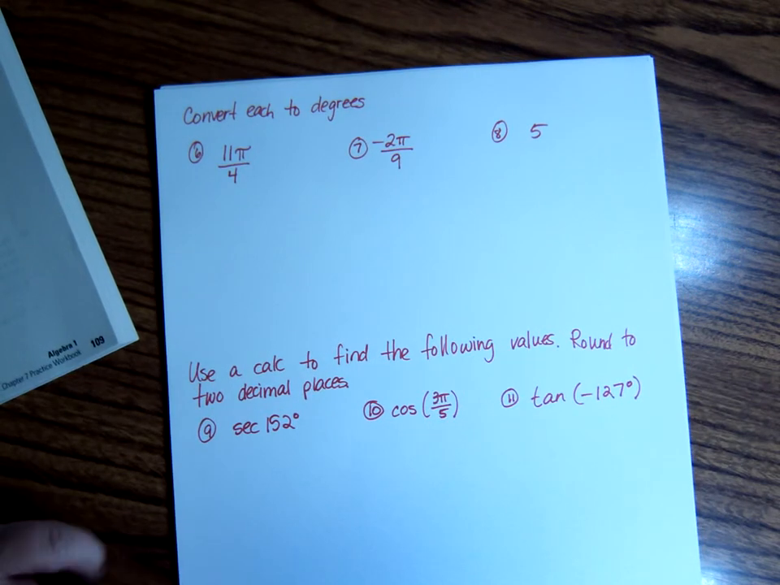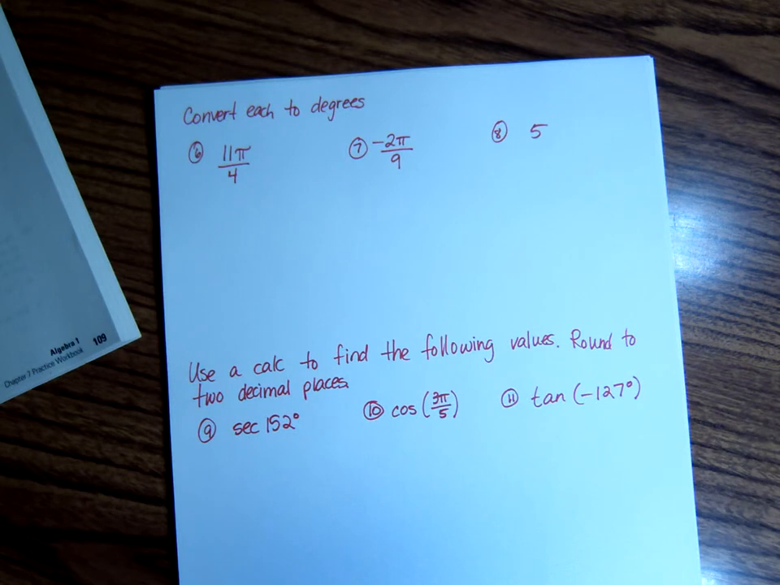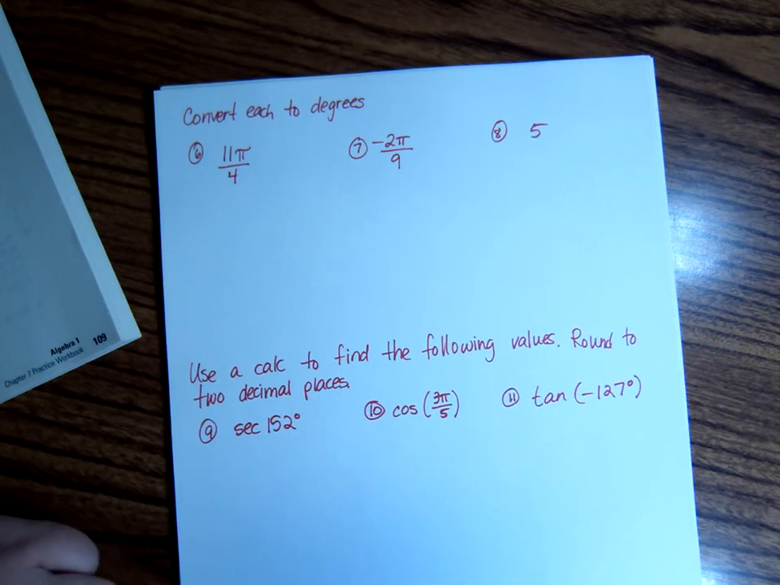First off, starting with convert each to degrees. Don't forget to check your email. I sent you a picture. I guess actually if you're seeing this, you've checked it. But I sent you also a photo of the board where I had written the formulas for degrees to radians. The basic thing to remember is you're either using pi over 180 or 180 over pi, because 180 equals pi. Okay, so those are equivalent.